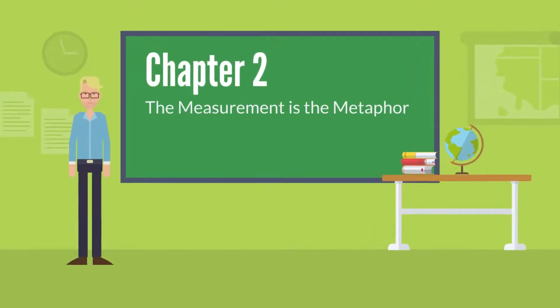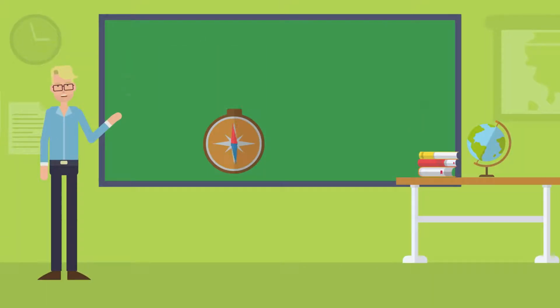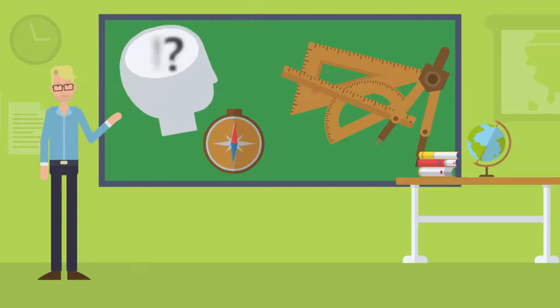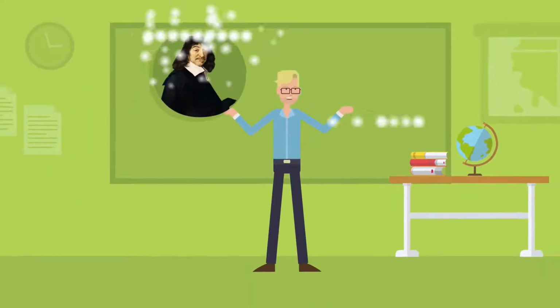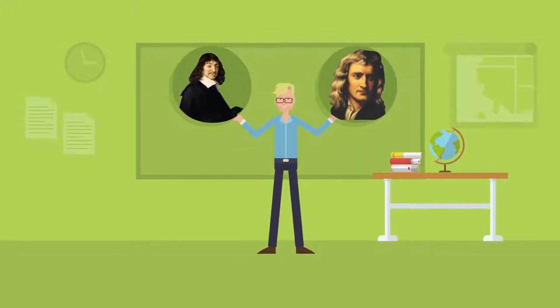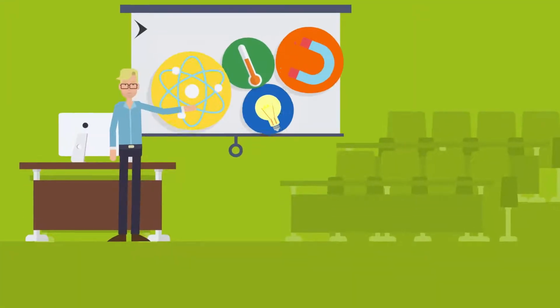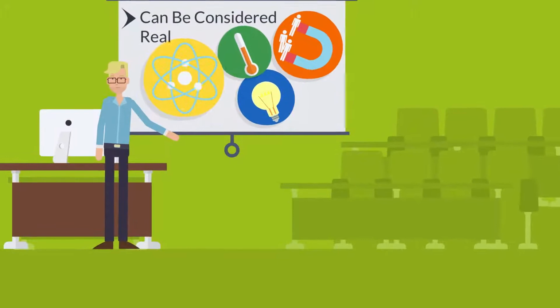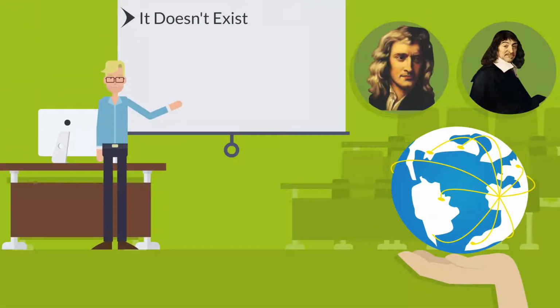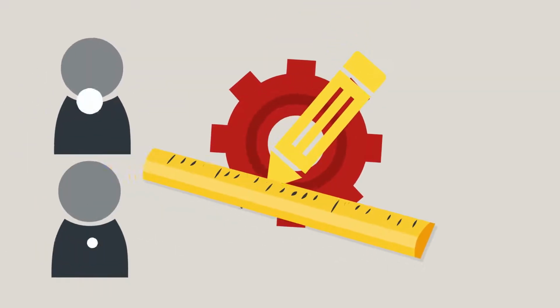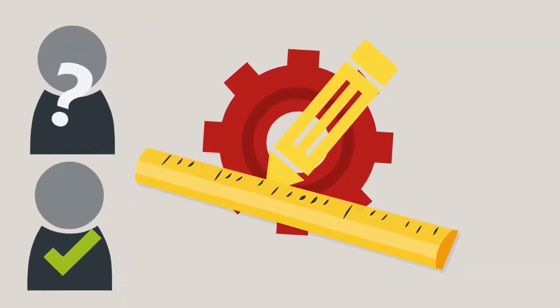Chapter 2. The measurement is the metaphor. Measurement technologies reflect and extend what is known. Some people, like Rene Descartes and Sir Isaac Newton, believed that only those things that can be measured can be considered real. In their world, if it can't be measured, it doesn't exist. Measurement technologies are how we relate the unknown to the known.